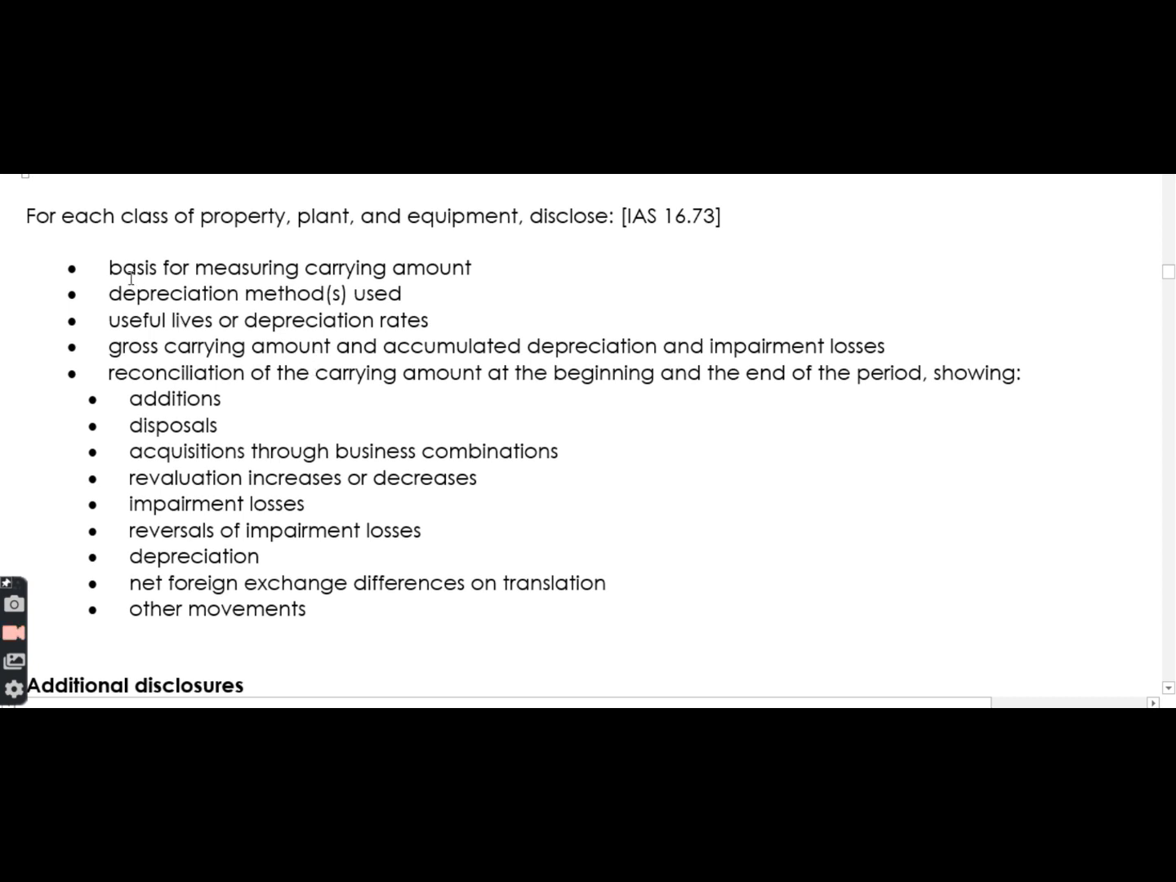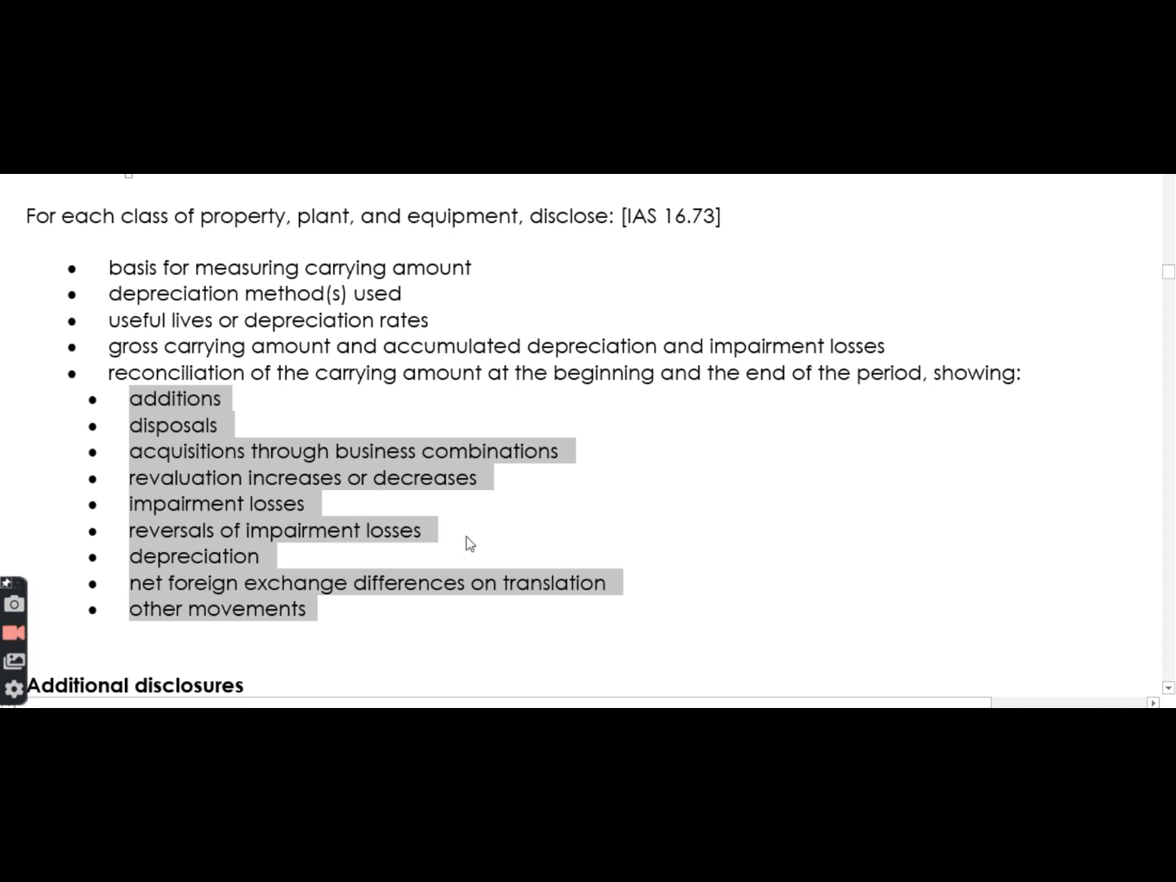So these are the basic disclosures. First will be the basis of measuring the carrying amount, the depreciation method, the useful life. So how did you determine the useful life or the depreciation rate? The gross carrying amount together with the accumulated depreciation and impairment. So this is basically a schedule of your depreciation. Reconciliation of the carrying amount at the beginning and at the end of the period, showing any additions, disposals, acquisitions through business combination, revaluation increases or decreases, impairment losses, reversals, depreciation, exchange differences if you are operating in various geographical locations around the world, and other movements, such as donations.